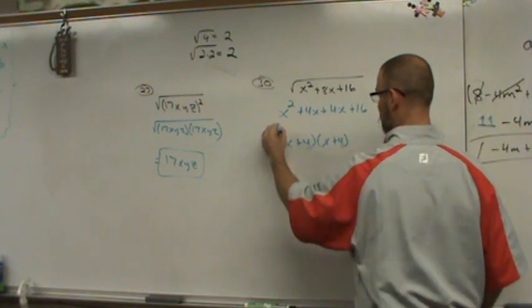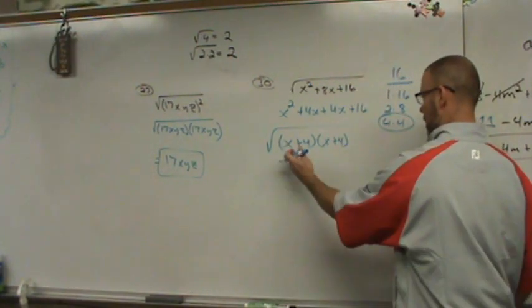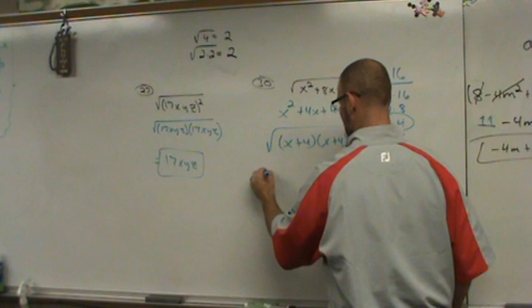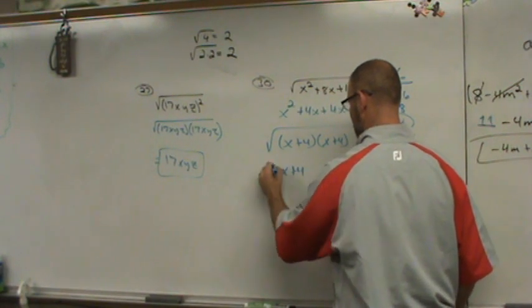I haven't done anything with the radical yet. Do I have two of the same thing? Yes, so I get to remove one of them, x plus 4.